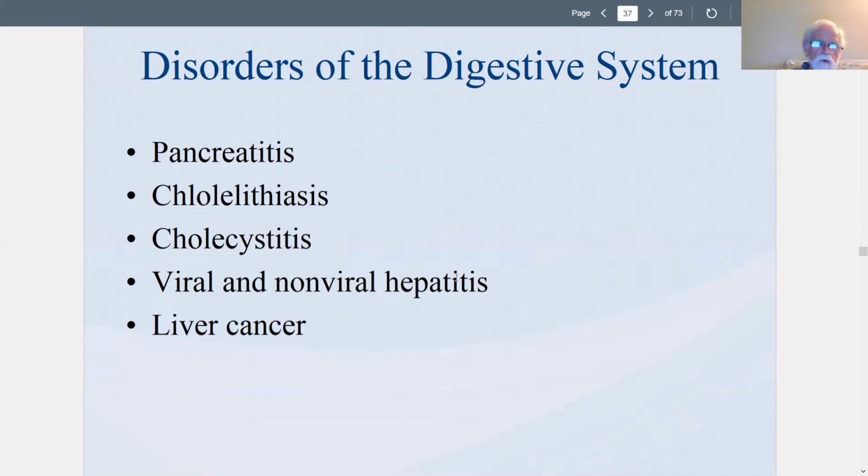Hepatitis of varying forms. The most common that we know of are viral, but other non-viral infectious organisms can cause hepatitis. The term hepatitis is merely a descriptor. It's an inflamed liver, and there are many things that can do that. And of course, we can have liver cancer.